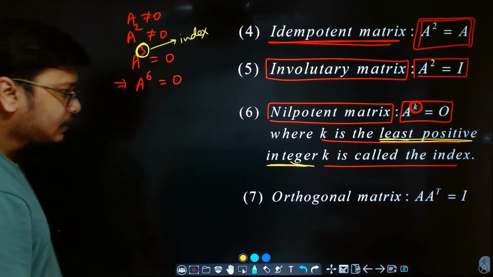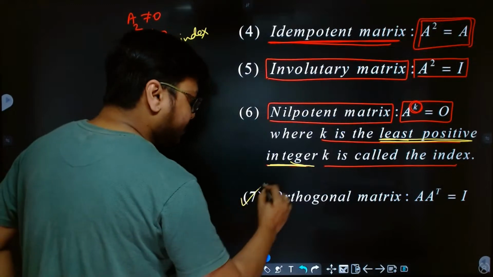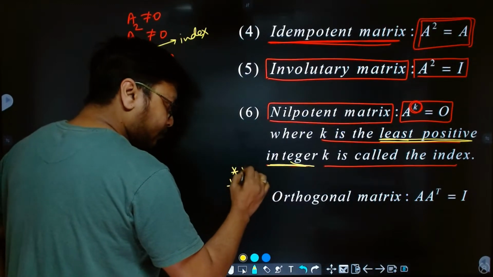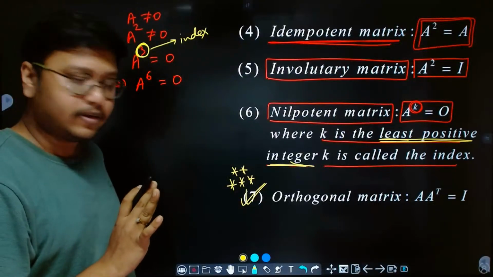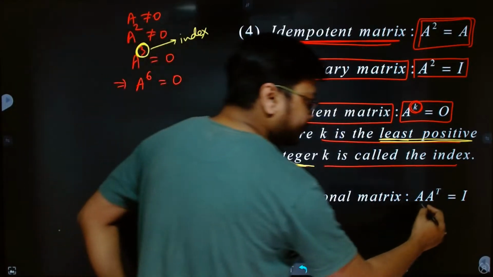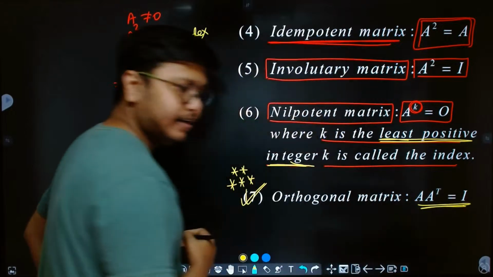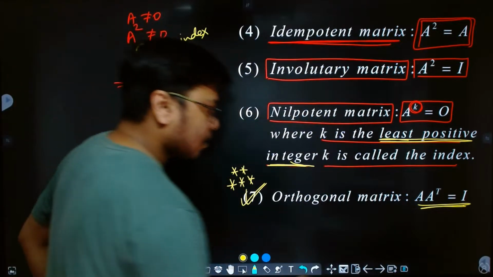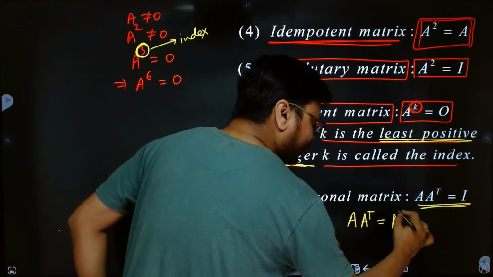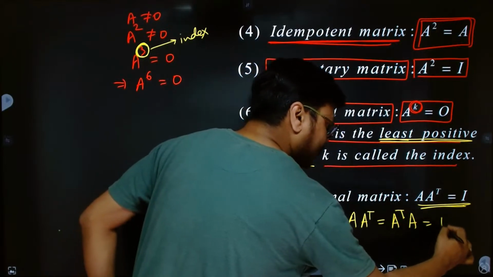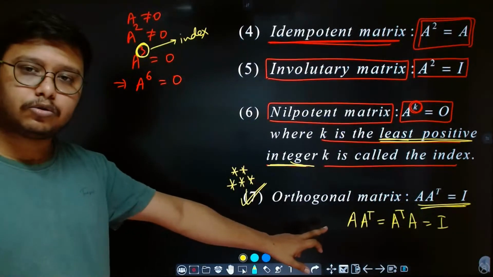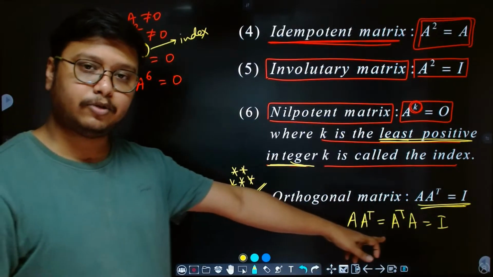So that means 3 is the index and A is a nilpotent matrix of index 3. Then orthogonal matrix. Remember this. Today only I will do one previous year GATE question involving an orthogonal matrix. Orthogonal matrix is A into A transpose equals identity. The multiplication can be opposite also, it can be A transpose into A also, does not matter, the product will be identity. This is called an orthogonal matrix. Remember this, it will be useful.